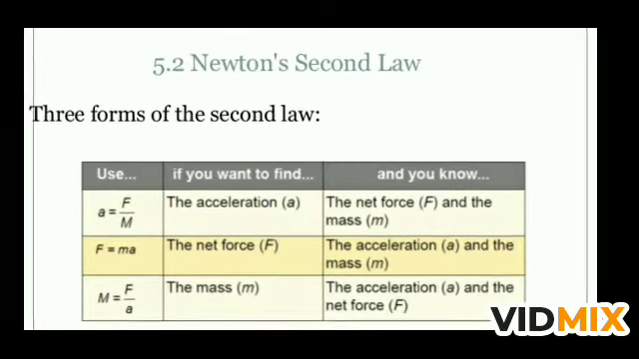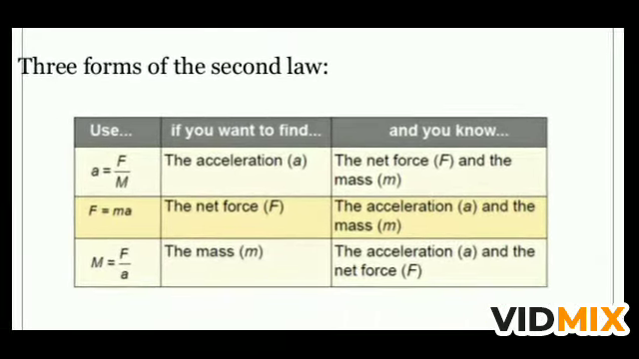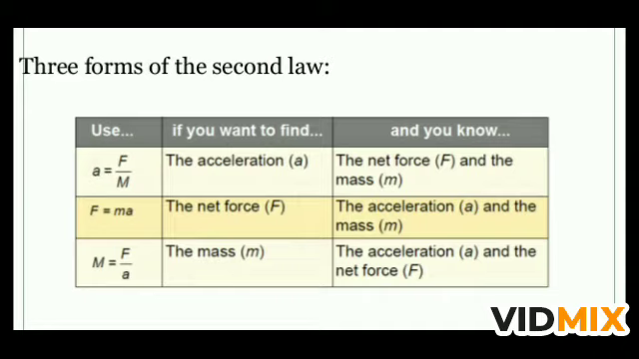Next, Newton's second law. There are 3 forms of Newton's second law. a is equal to F by m, in which we have to find the value of a, and you know the value of F and m. The second one is F is equal to ma, the net force F, where you know acceleration and mass. It means when you know acceleration and mass, you can find the value of F. When you know the force and mass, you can find the value of a. And when you know the value of F and a, you can find the value of m. This is the interconversion of the relation, that you can find a, F and m by interchanging it.